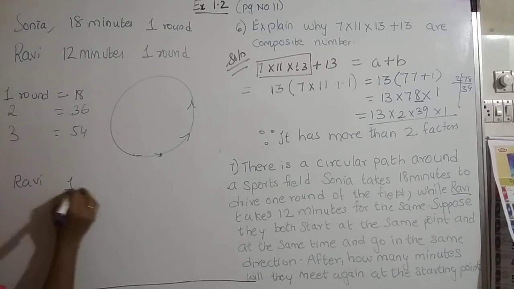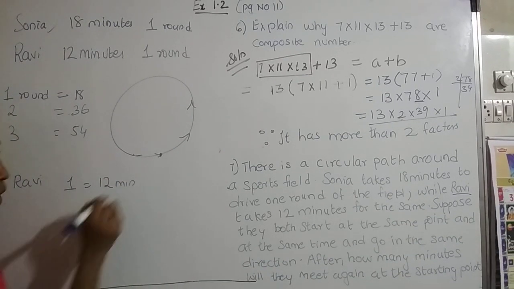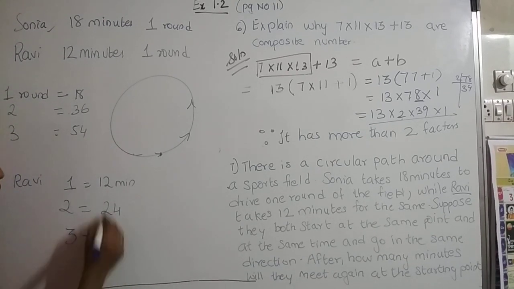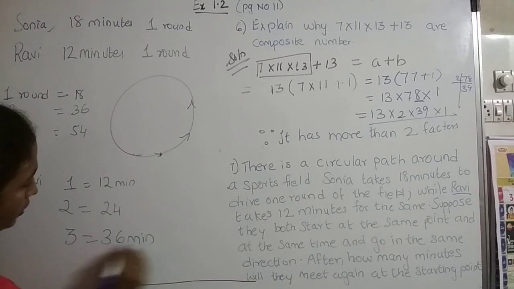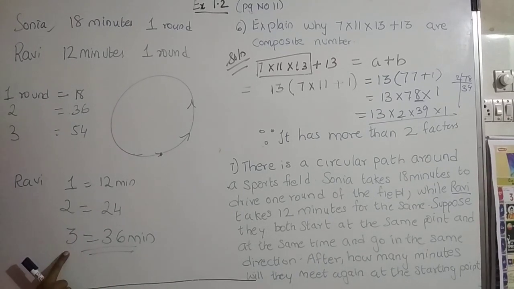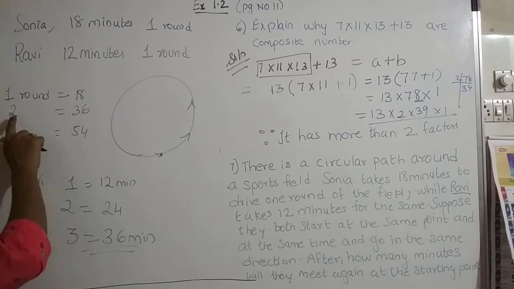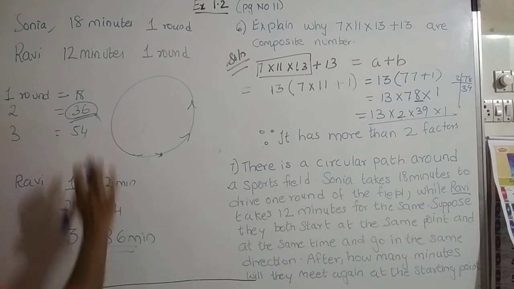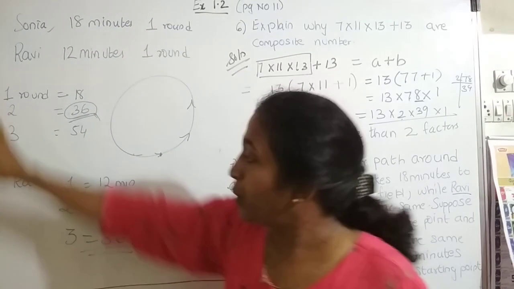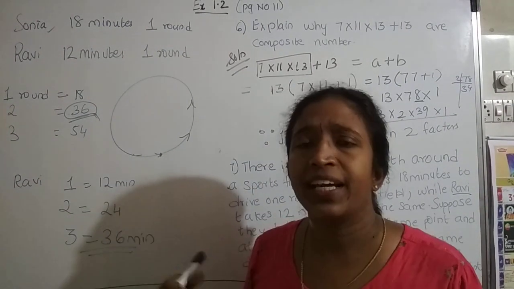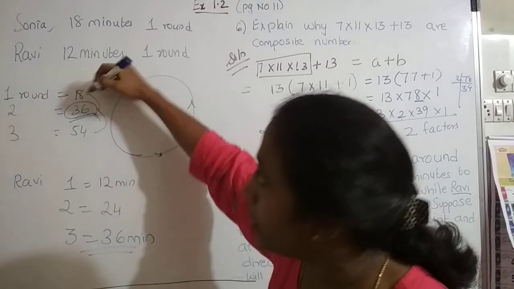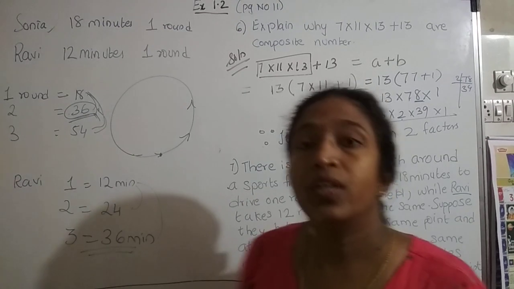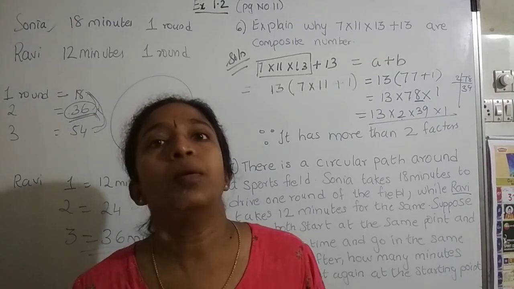Let's say Ravi. For the first round, he will take 12 minutes. Second round, he takes 24 minutes. Third round, he will take 36 minutes. So you can find that when Ravi is completing his third round in 36 minutes, Sonia is completing her second round in 36 minutes, so in these 36 minutes they will meet. What I have done here is write the multiples of 18 and the multiples of 12. So here we have to find the LCM of both the numbers.